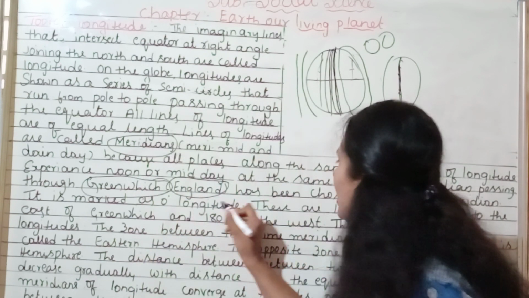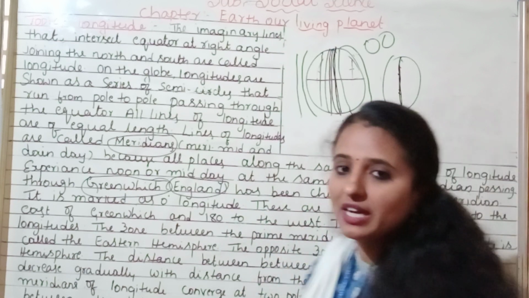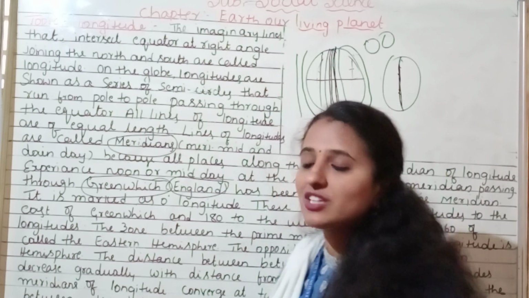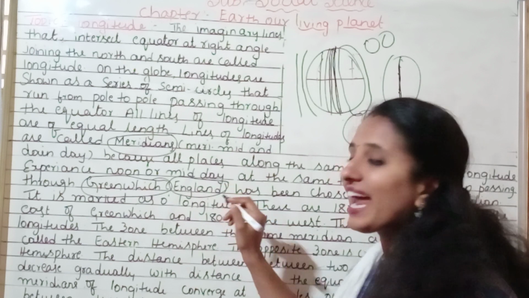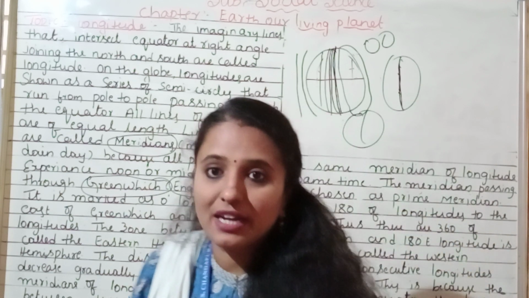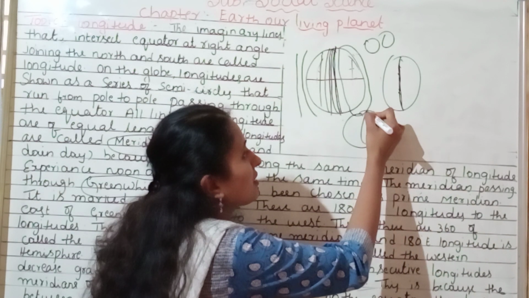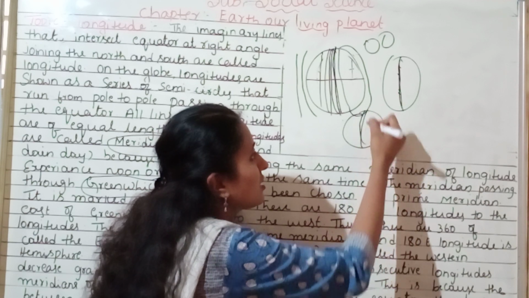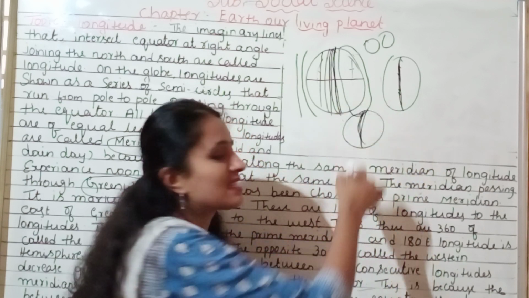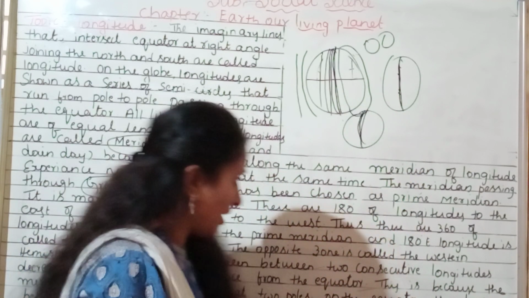That the Greenwich England has been chosen as a prime meridian, which is considered as the prime meridian, children. The Greenwich England is considered as the prime meridian. You can observe here the exact middle, the first middle, is considered as the prime meridian.